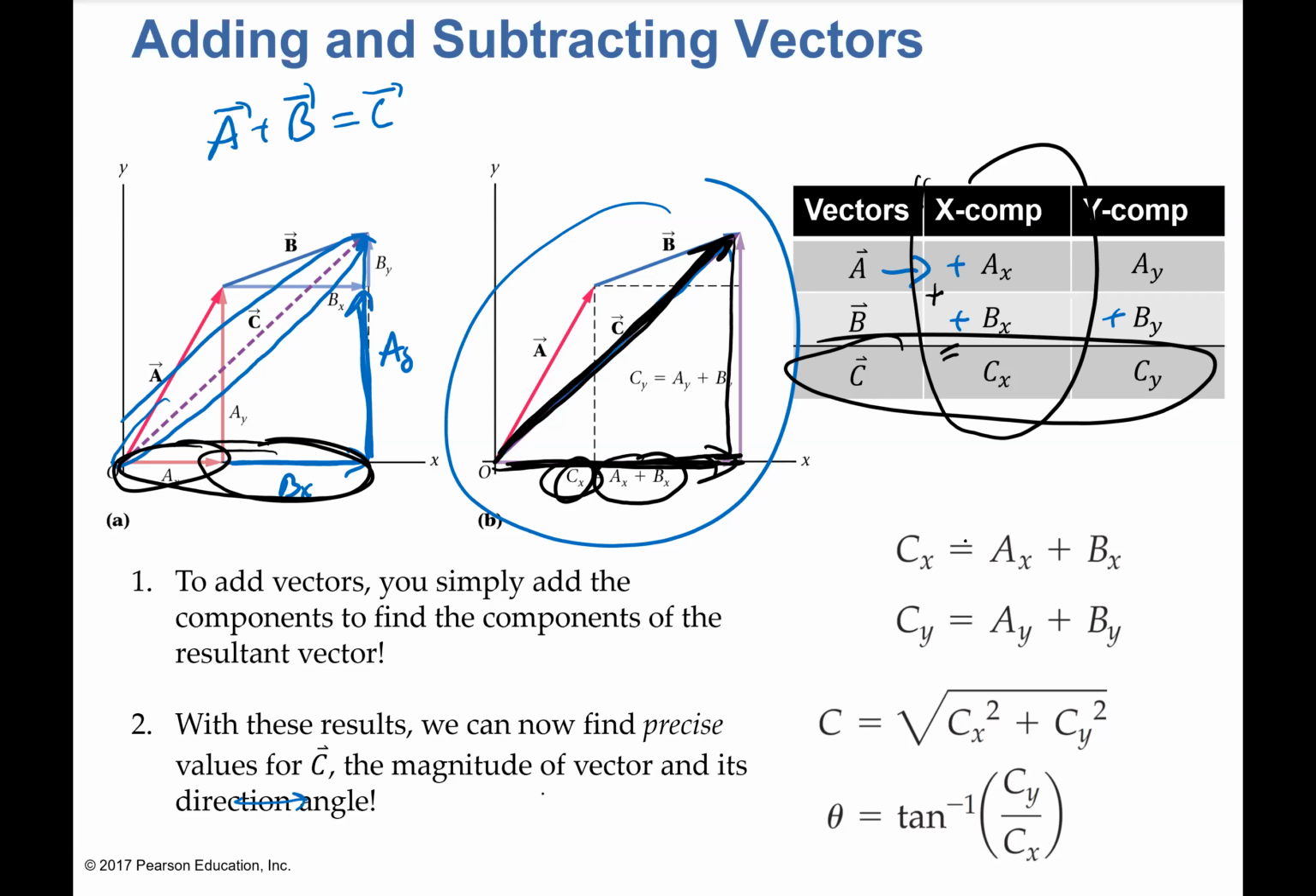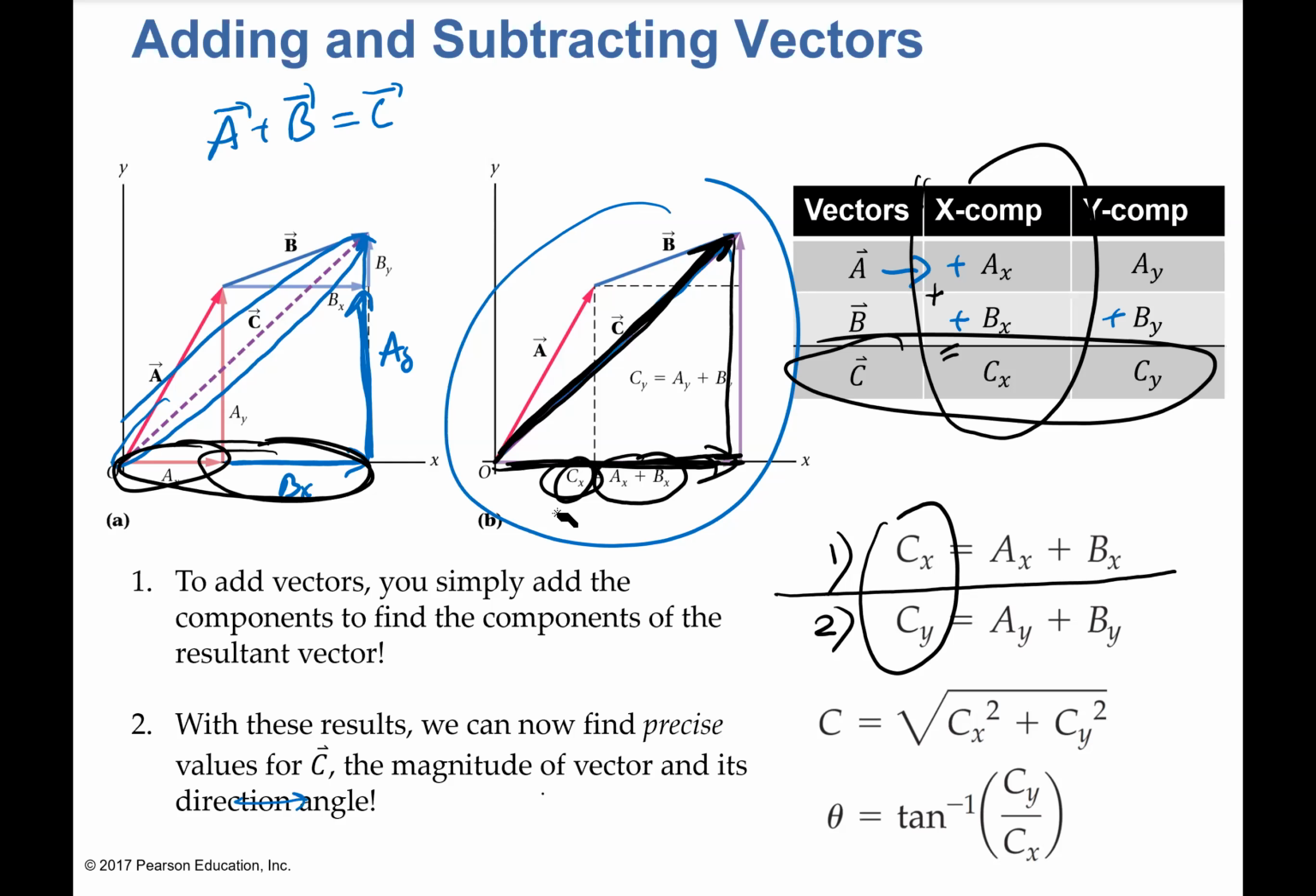That means I can find the x component, this is equation 1, right? Find the x component of the resultant vector by adding the x components of vectors A and B. And equation 2 gives me the y component of the resultant vector by adding the y components of vectors A and B. That means our goal will be to find those two things.